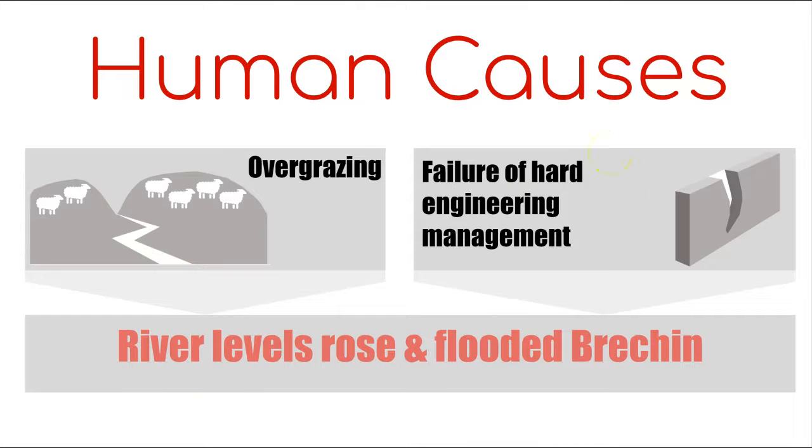So now let's move on to take a look at the human factors. Human factors don't directly cause the flooding, but the flooding that would happen anyway can be made worse because of some of the human actions that have been taken. And we're going to take a look at 2 of those: overgrazing in the upland areas, and then particularly the failure of the hard engineering management in Brechin town.